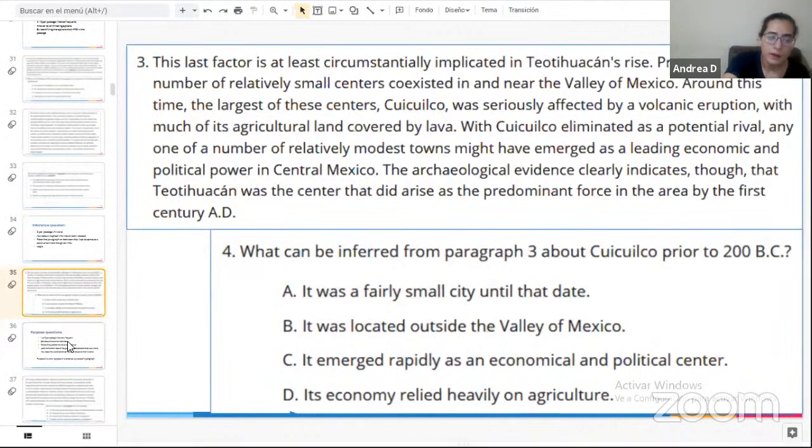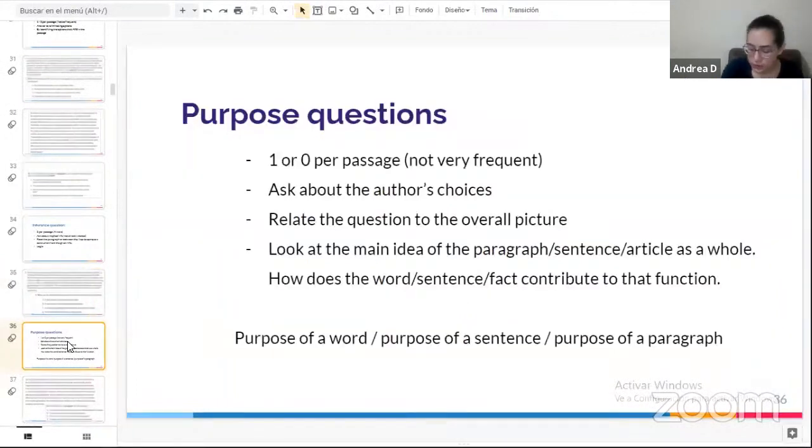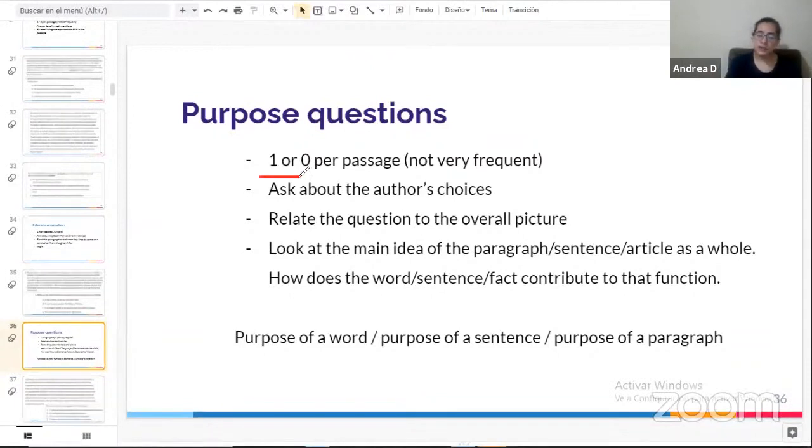So next one we have now is the purpose questions. These purpose questions, I don't like them that much, to be honest, because they may take you a lot of time. It depends on what type of question you get. They're not that frequent. You can get one or none per passage, and they're asking about the author's choices.